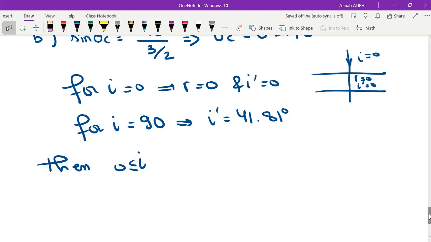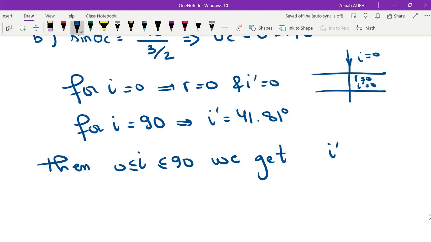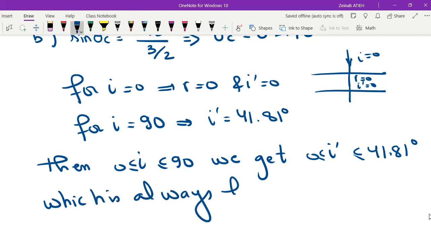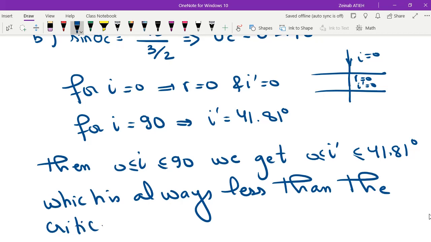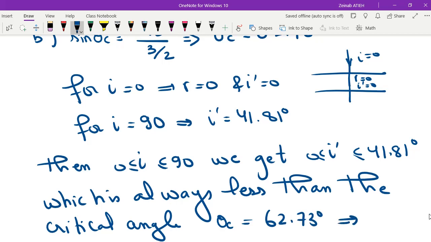When the angle of incidence I is between 0 and 90 degrees on the first interface, the air-glass interface, we get I prime, the angle of incidence on the second interface, the glass-water interface, between 0 and 41.81 degrees, which is always less than the critical angle θc, which equals 62.73 degrees. This implies we always have refraction.